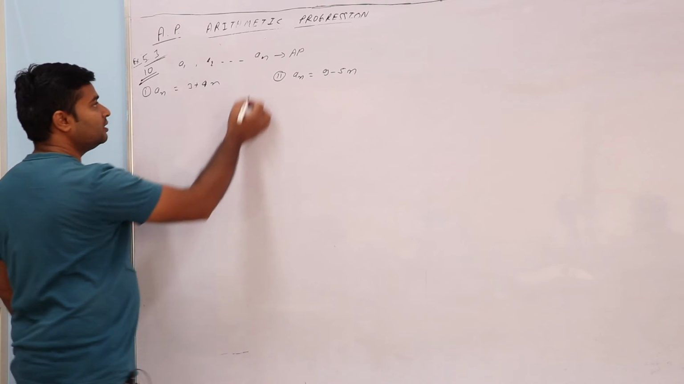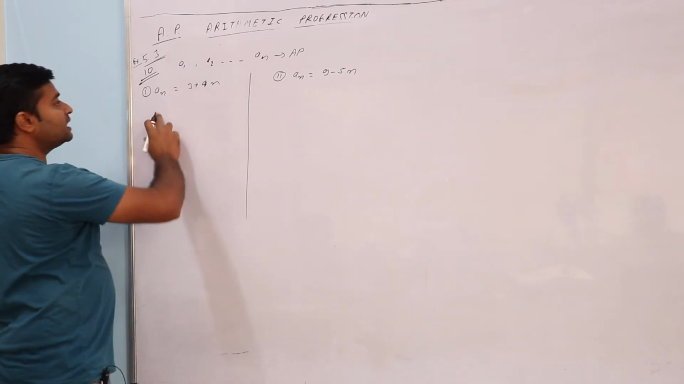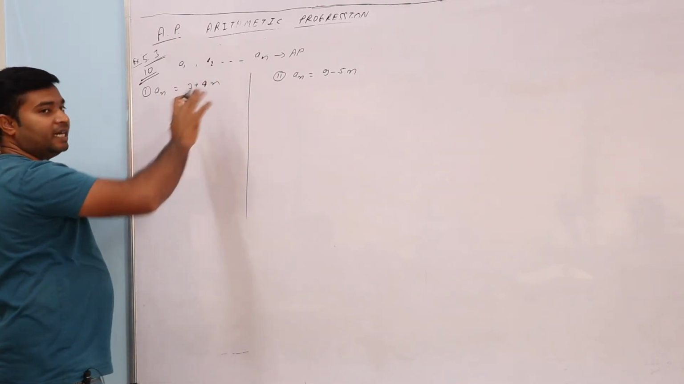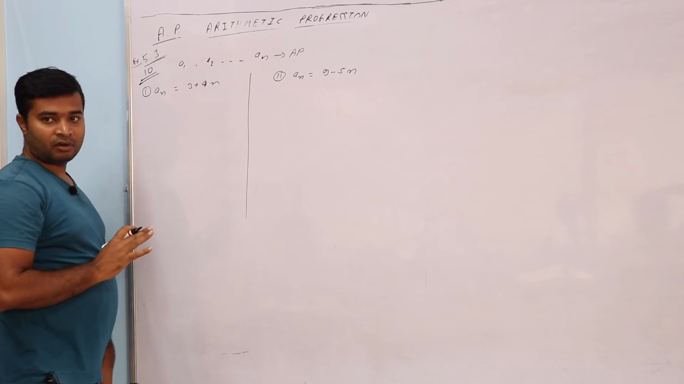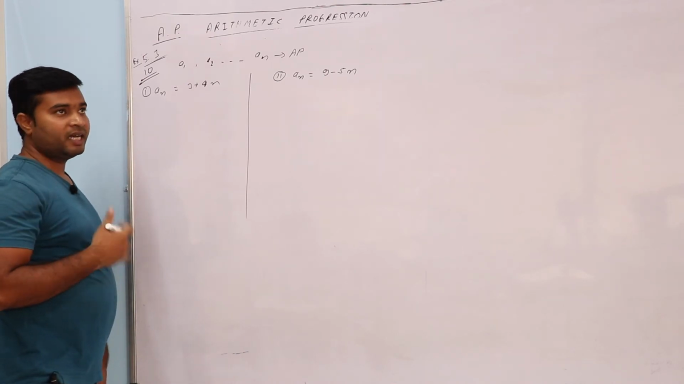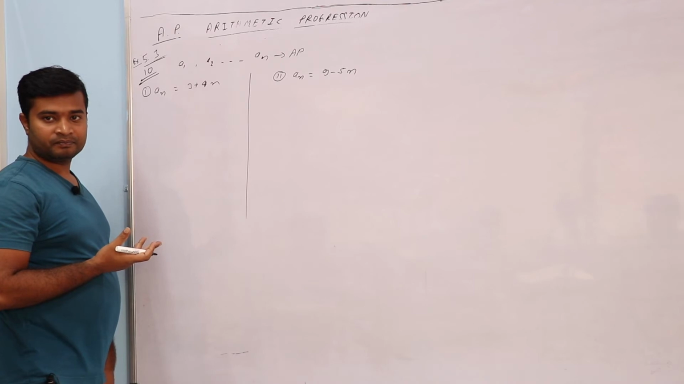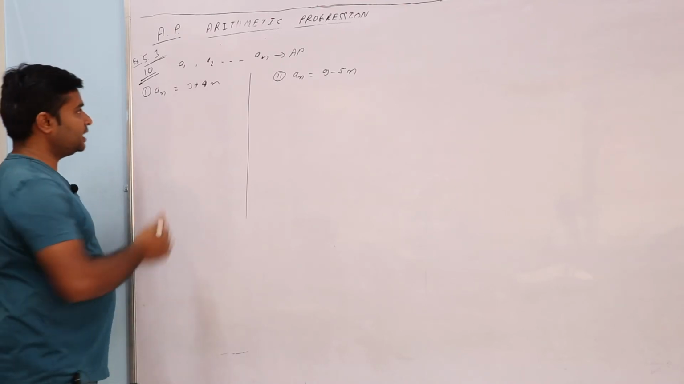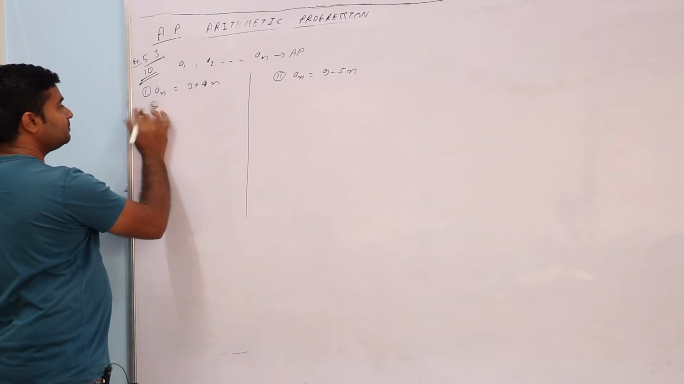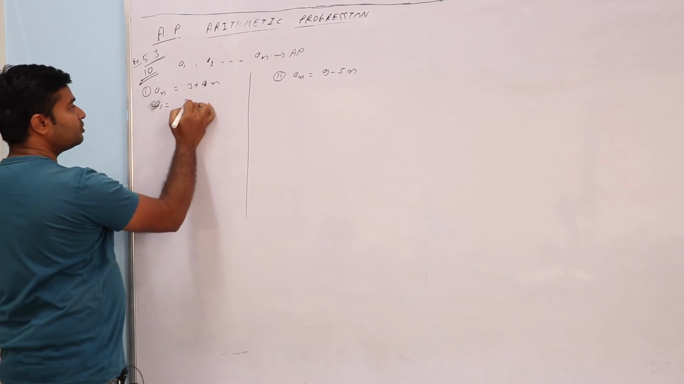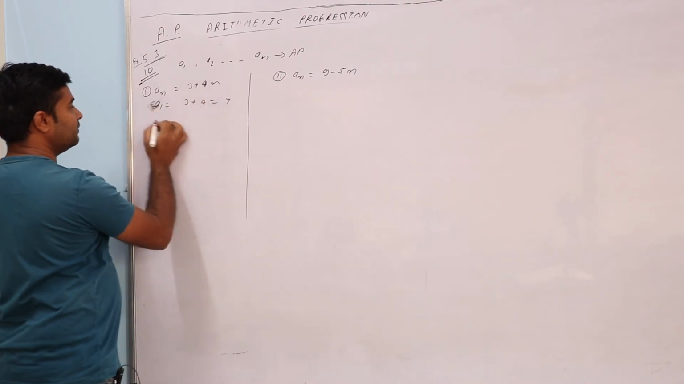But first, we are checking whether this is forming an AP or not. If it is forming an AP, the common difference would be the same. So we'll find here a1, with n equal to 1: 3 plus 4 is equal to 7.